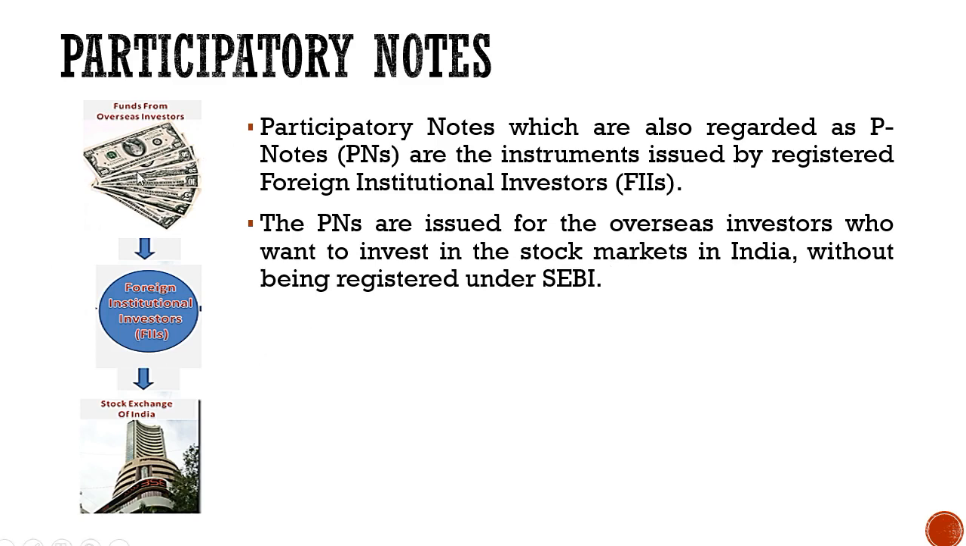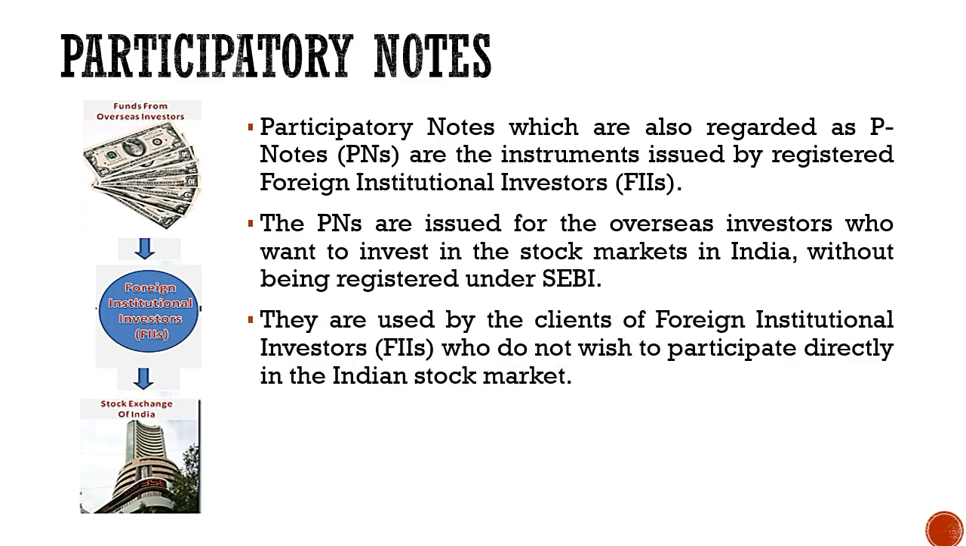So now let's take this example. Okay, there is Mr. X from US. He is an overseas investor. He wants to invest in Stock Exchange of India. However, he does not want to register under SEBI. Okay, in that case, the foreign institutional investor comes into the picture. And how does this particular participatory note work? Let us read ahead and we'll get an idea out of that.